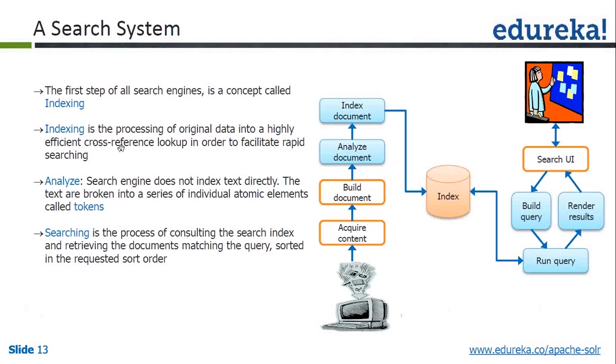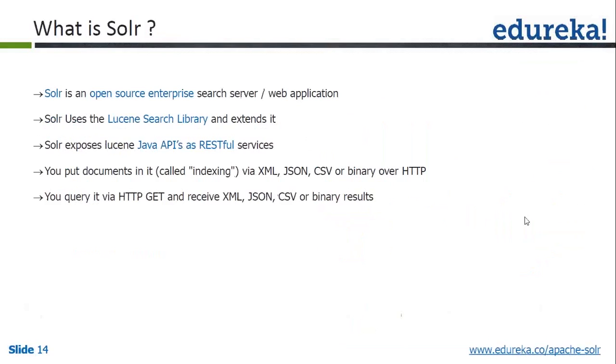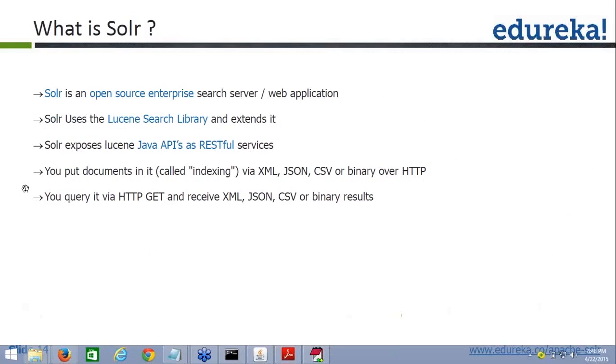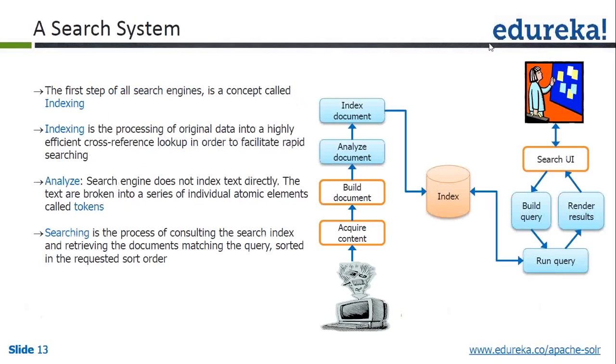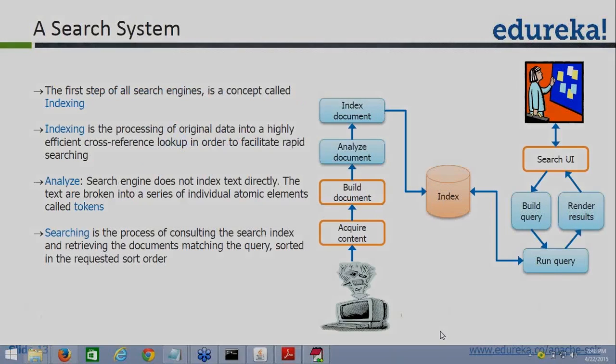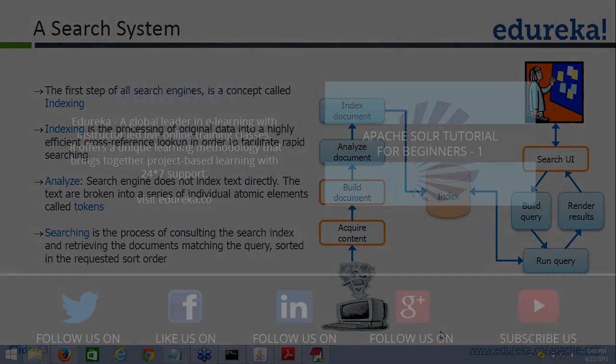Okay. So over here, indexing is the processing of the original data into a highly efficient cross-reference lookup in order to facilitate rapid searching. Then we are analyzing. A search engine does not index text directly, right? We have spoken about it. The text is broken into a series of individual atomic elements, which are called tokens. I think I've just explained that. Then we have the procedure of searching, which is the process of consulting the search index and retrieving the documents matching the query which you have given through the UI. And they're sorted or not sorted on the basis of how they are requested from the UI. Okay.